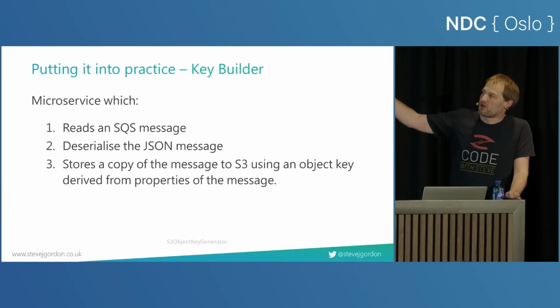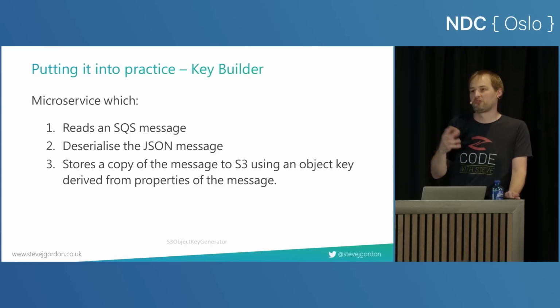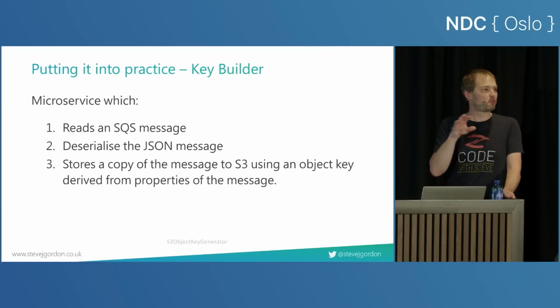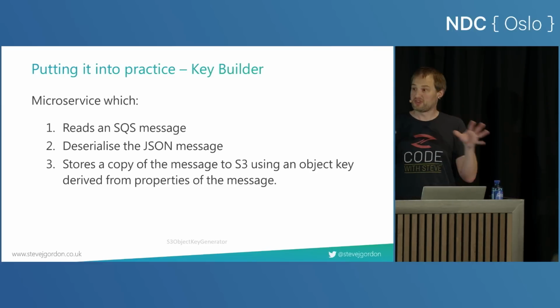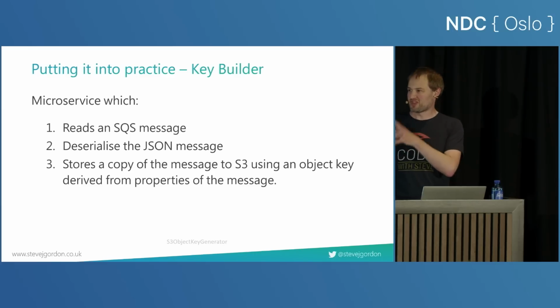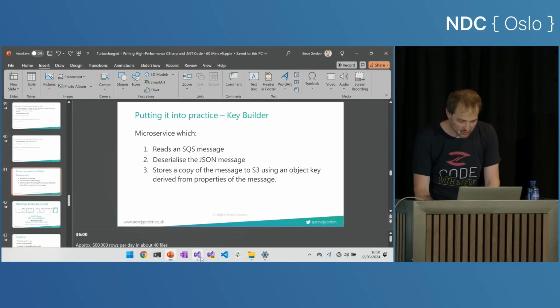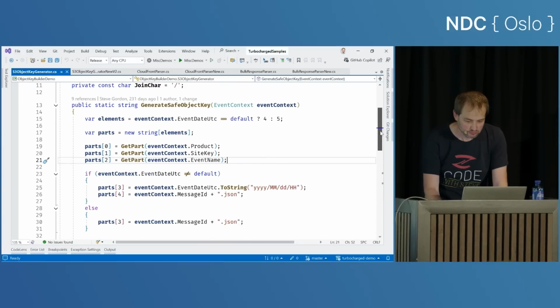In this sample, it read from an SQS queue, read the message, and needed to deserialize that message. Then we stored a copy of the JSON message onto S3, which is the Amazon blob store. To form the object key, which is basically the unique file name on there, we used certain properties from the message to derive it. I promise we did all of the things I said: we benchmarked, we measured, we profiled before we did the work, and I'll show you the results afterwards. This is not the exact code, but it's close to what was in the original application.